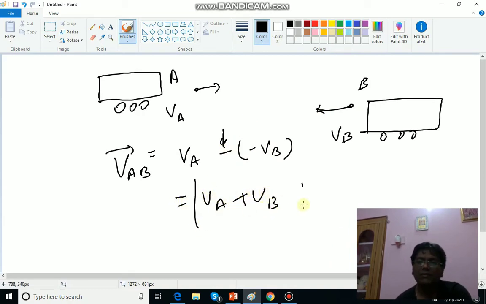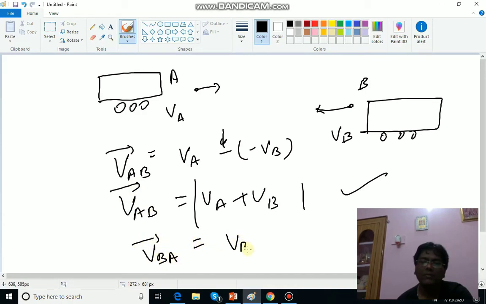So when the bodies are moving in the opposite direction, you have to add the velocities to get the relative velocity. Similarly, VBA will also be VB plus VA. Both make the same sense here.